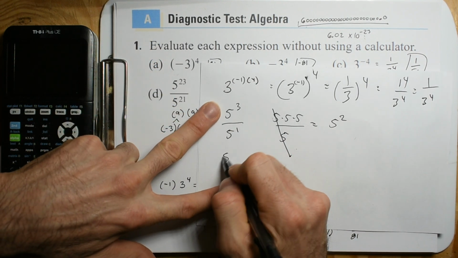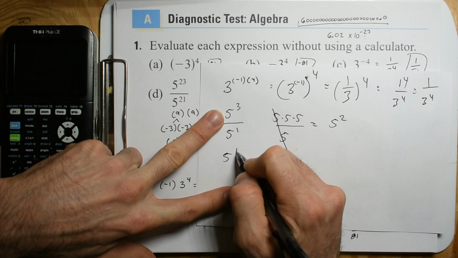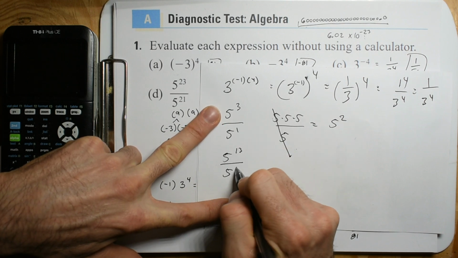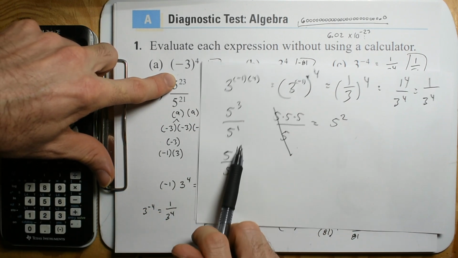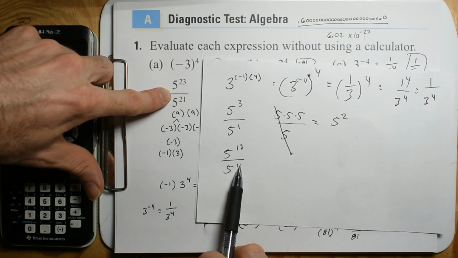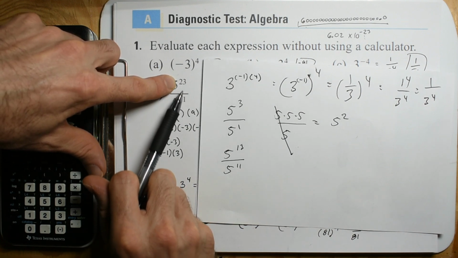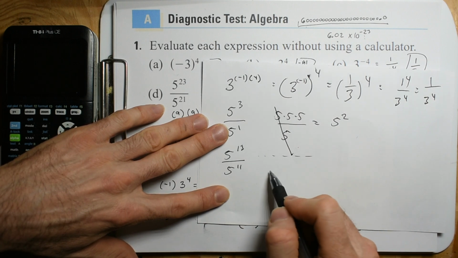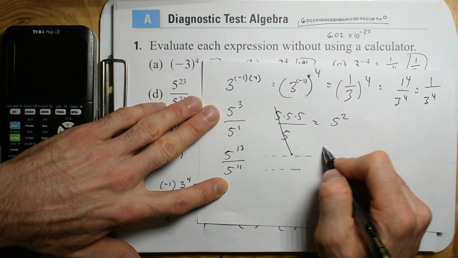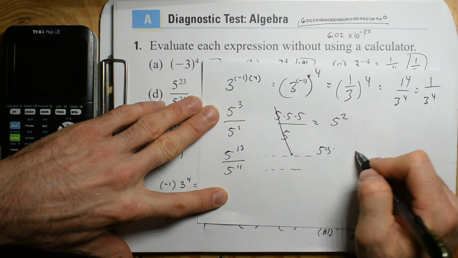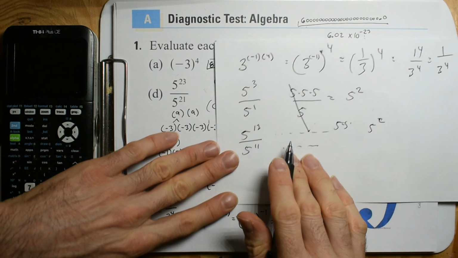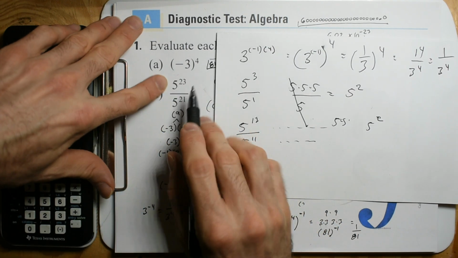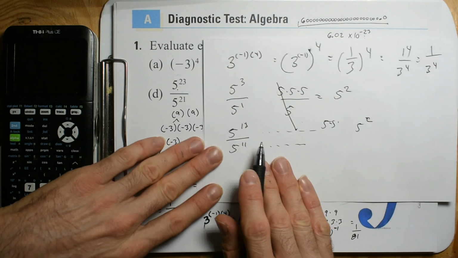Well, let's say I had 5 to the 13, and then 5 to the 11. You know what I mean? It would be 13 upstairs, 11 downstairs. It's very synonymous with 23 and 11. So I would have 13 of those, I would have 11 of them, I would have 2 extra upstairs, and we'd have 5 squared. And so I'm definitely not going to write out 23 fives, but we should.